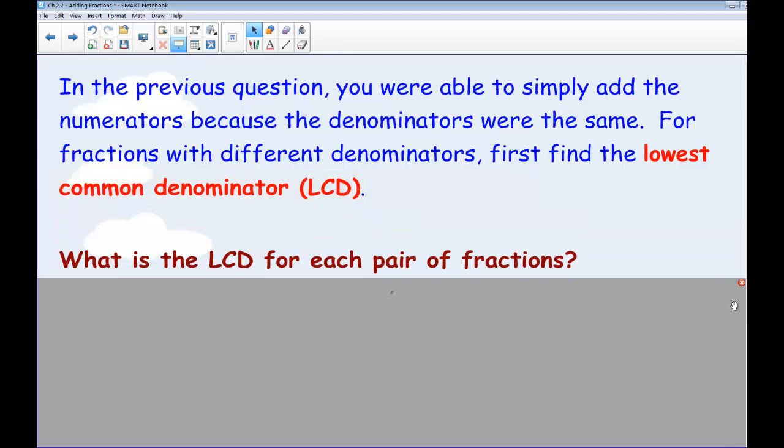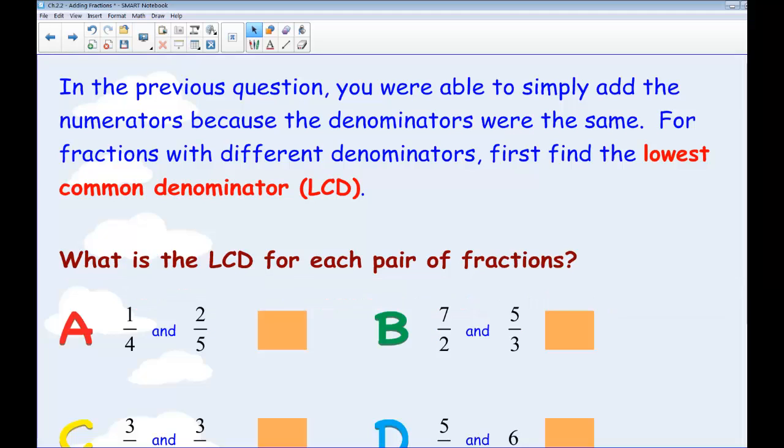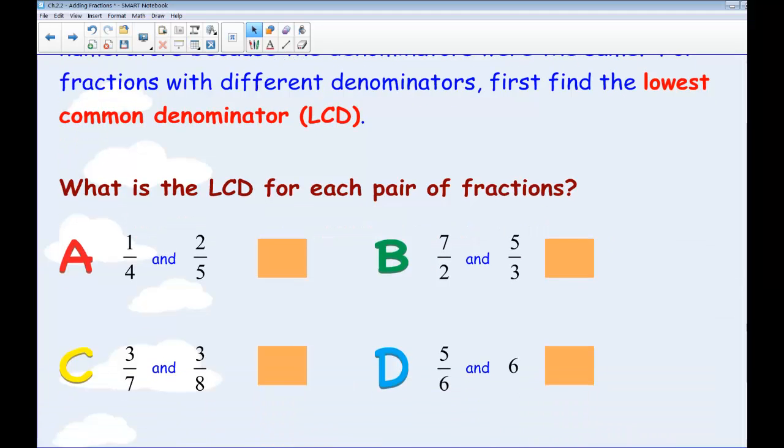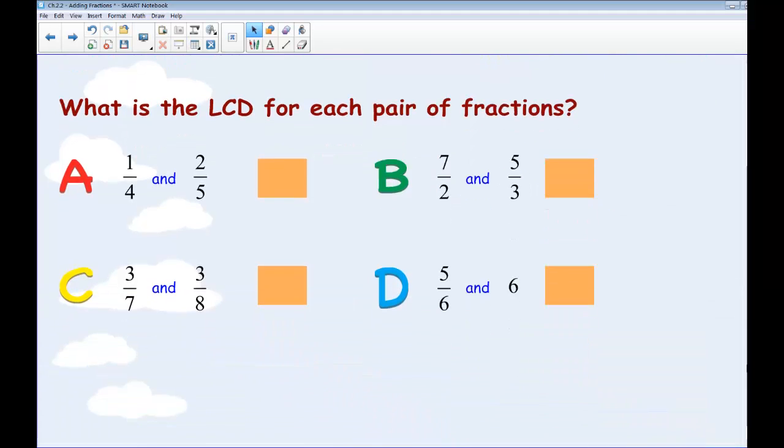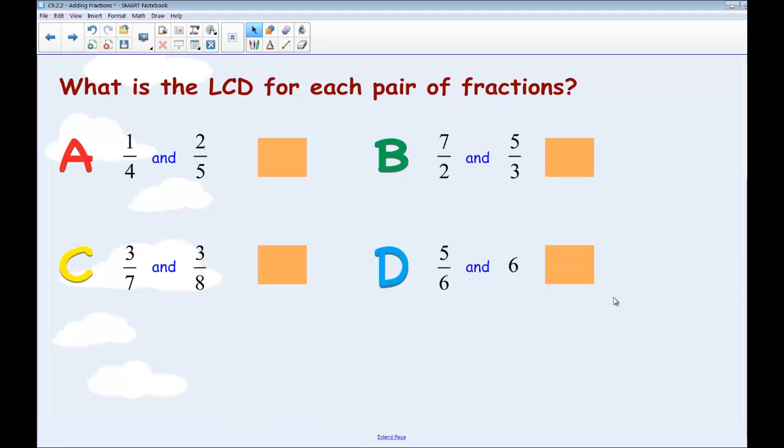So what I've got set up here is 4 pairs of fractions, and your job is to look for the LCD in each of these pairs of fractions. So now would be a good time to quickly pause and see if you can find the LCD for each of these pairs of fractions.